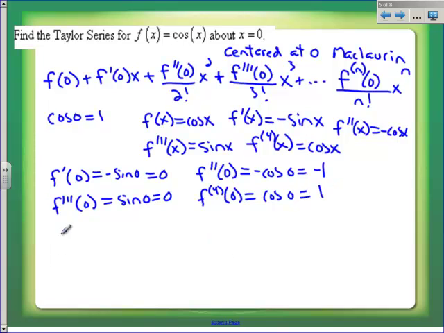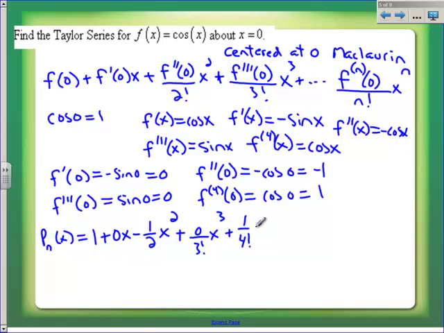So I think we've got the pattern here. So let's see if we can build this. Our Taylor polynomial is f of 0, well, that's 1, plus f prime of 0 times x. f prime of 0 was 0 times x. And then plus f double prime of 0, which was negative 1, over 2 factorial times x squared. And then plus the third derivative over 3 factorial times x cubed. And then plus the fourth derivative, and that would be over 4 factorial times x to the fourth.